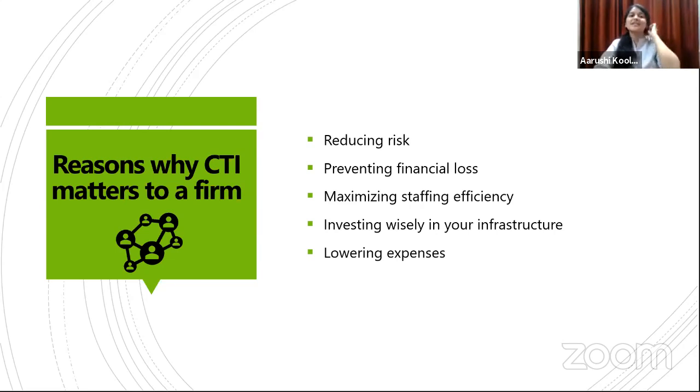It's like sustainable investing, I would say, where we invest the money in the right things. Suppose there is a ransomware attack, we can't waste all the money on recovering from the attack, with the whole staff having to recover from that attack, right? So we prevent the financial losses, of course. We maximize the staffing efficiency, investing wisely in your infrastructure, and lowering the expenses. Now, all of these points are explained in just one example, right?